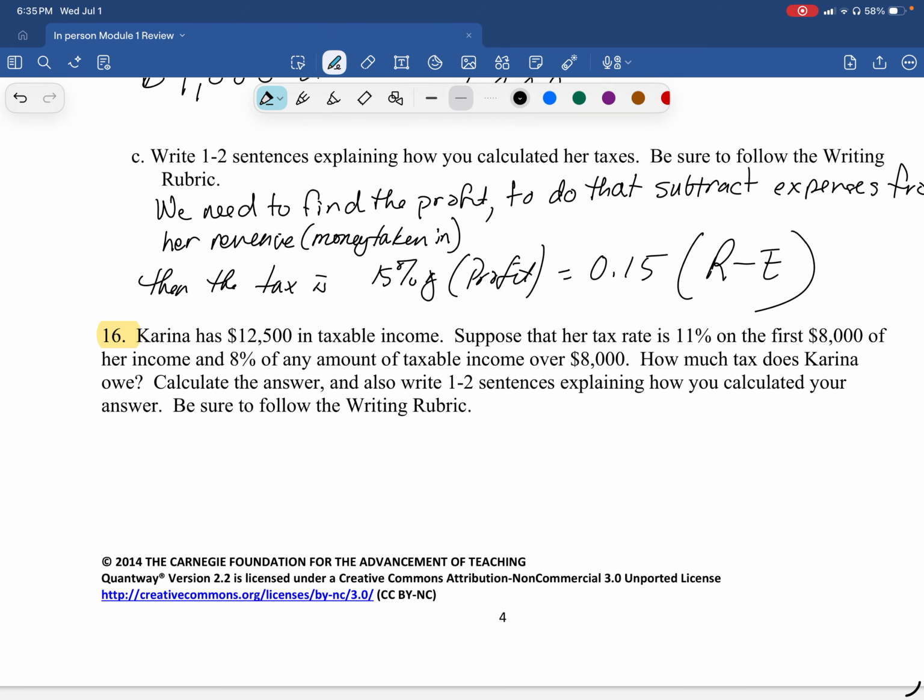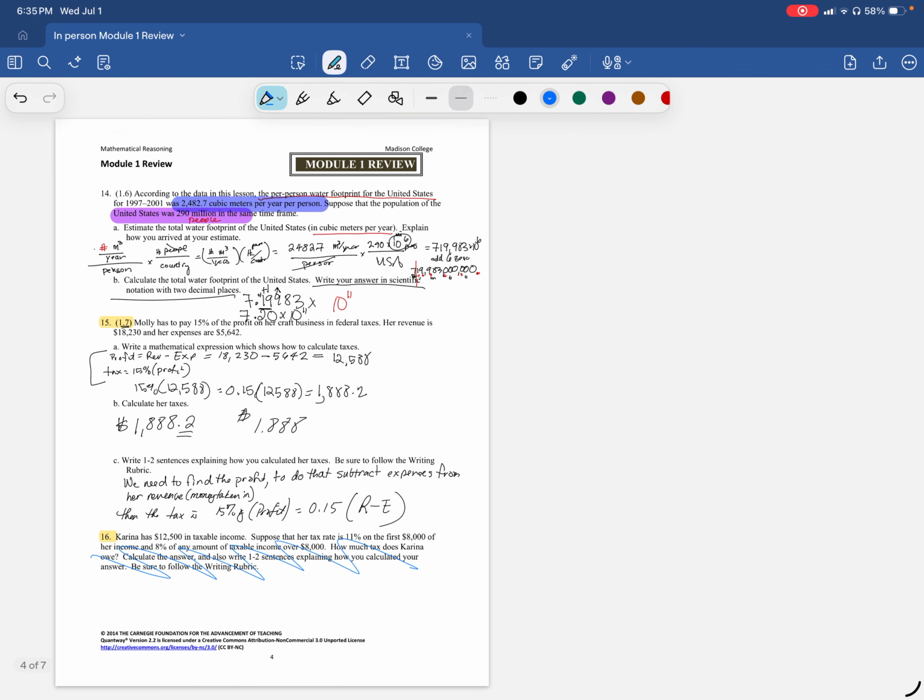Karina has $1,200 in taxable income. Suppose her tax rate is 11%. Oh, no, I'm not going to, you do not need to know how to do that problem. So I'm just going to ignore it for right now.